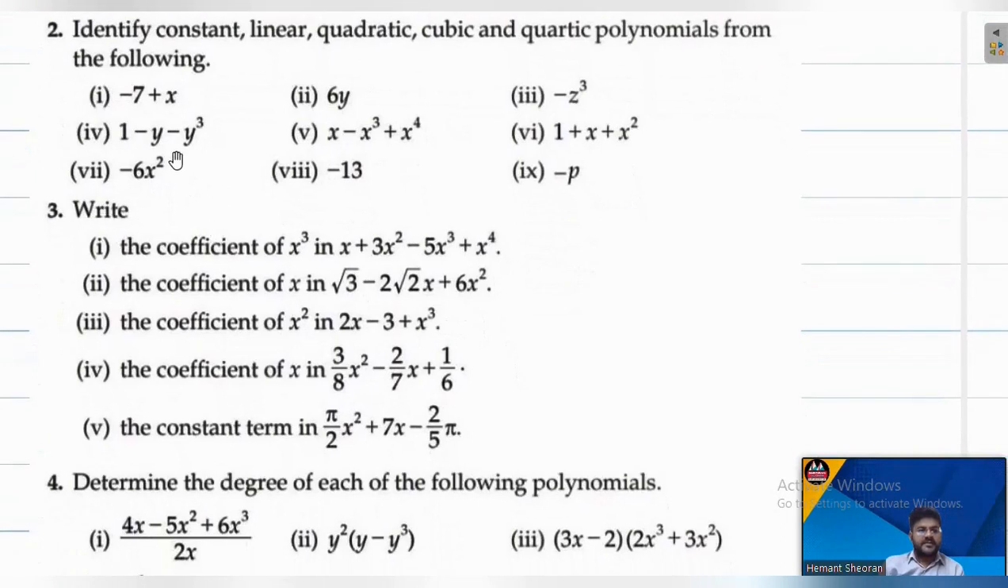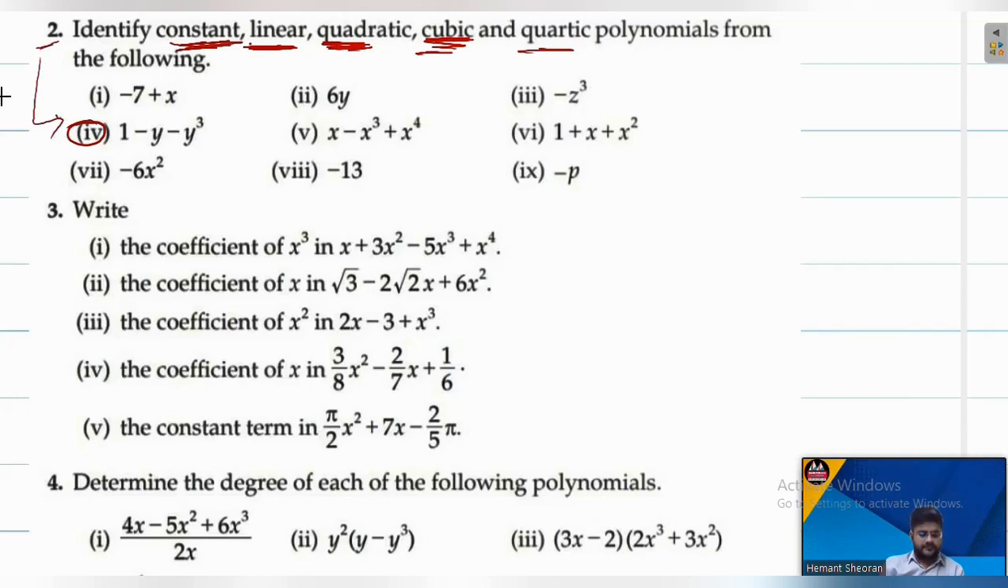Okay, then let's continue with the next part. Now we just have to name them as constant, linear, quadratic, cubic, or quartic polynomial. So if I ask first, Ahana, what will you say about the fourth one? I have to tell you the degree of it. No, you just have to name it on the basis of degree. These are the names, remember. Sorry, I was looking at question 4. No, just the second question's fourth part.